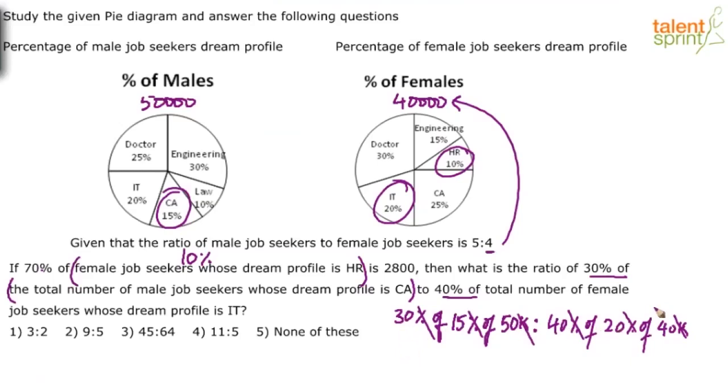Now simplify this. So I think 10 into 3, 10 into 4. This is 5 into 3, 5 into 4. And this is 10 into 5, 10 into 4. So 3 into 3, 9, 9 into 5, 45 is to 4 into 4 into 4, 64. So option 3, 45 is to 64 would be the answer.